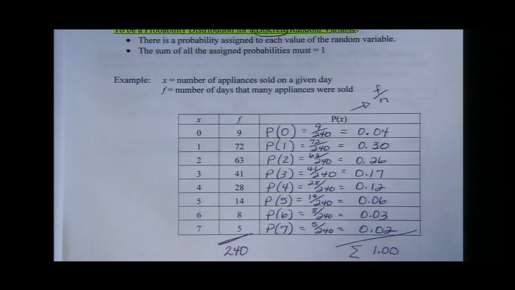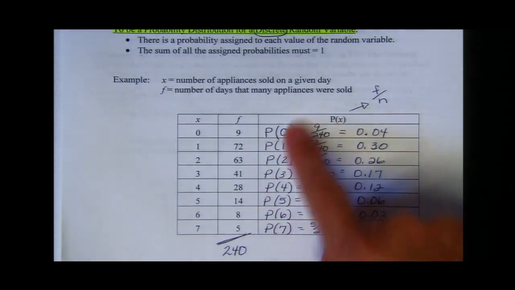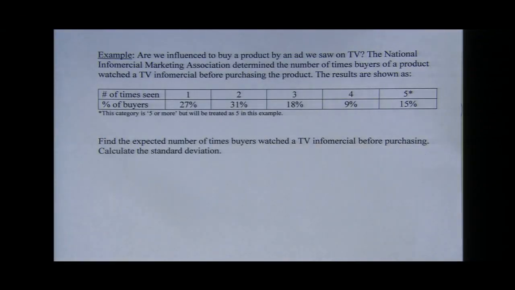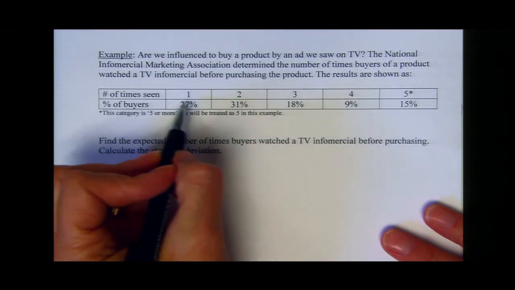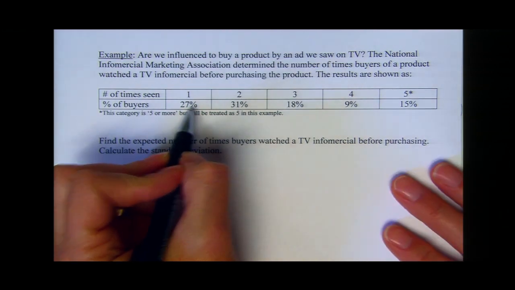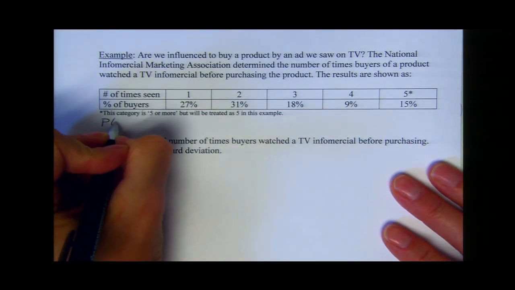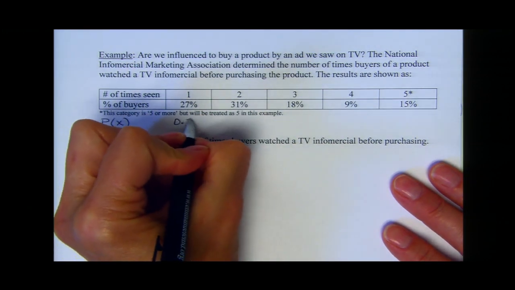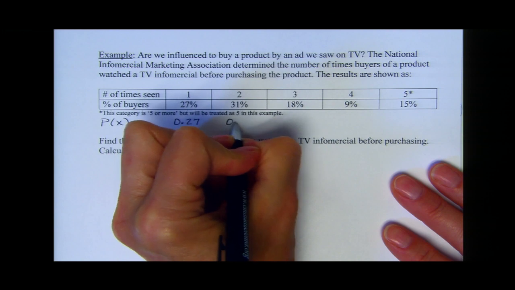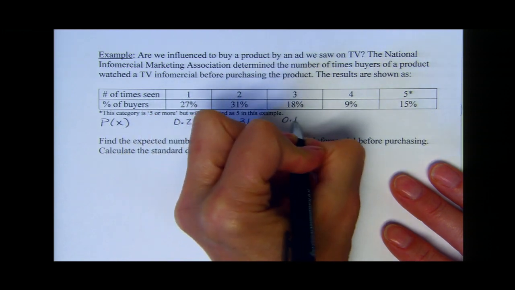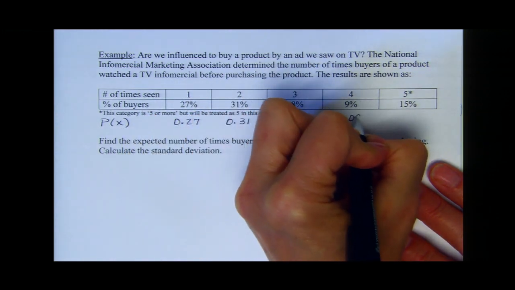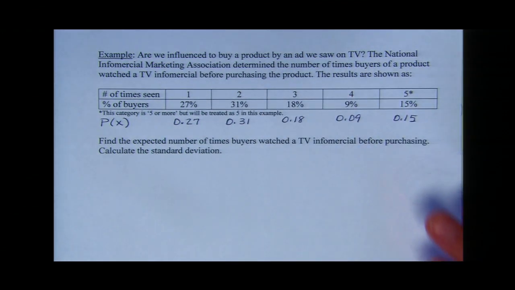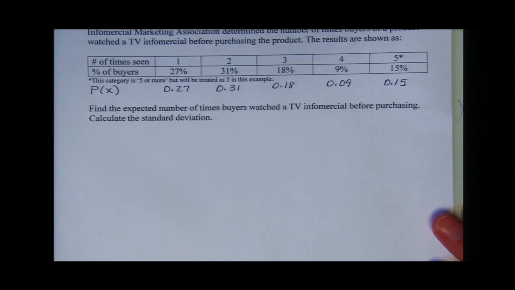Same thing though. Here, we had to calculate the probability. We had to do F over N. For this example, we're not going to have to do that. This percent is in essence your probability. So the probability of each of these is just converting that percentage into a decimal. So this is actually a lot easier. I don't have to figure out the probability. It was already done for me.